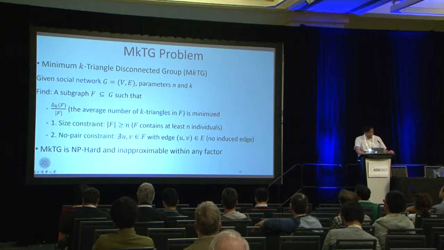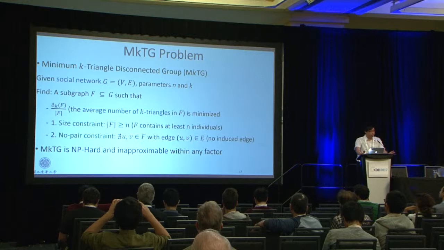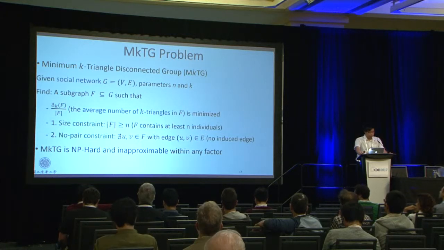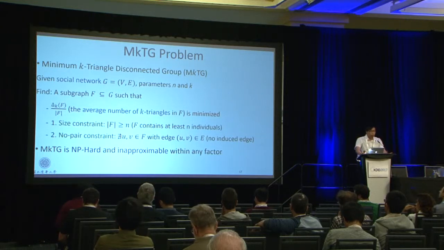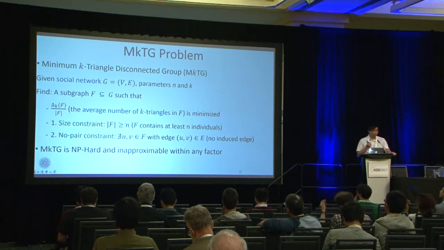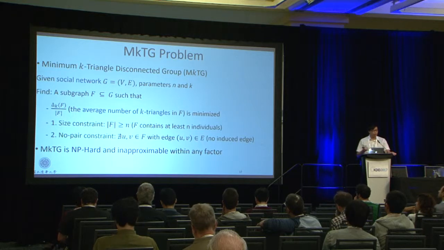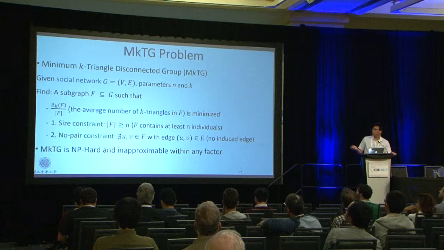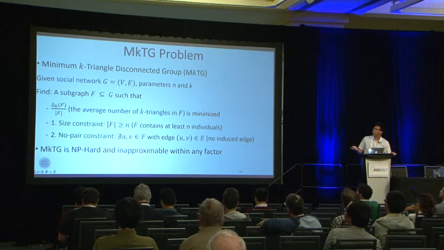So after the definition of K triangles, now we can detail our problem formulation in our paper. We propose a problem of minimum K-triangle disconnected group, or called MkTG, where we are given a social network G and 2 parameters, n and k. We are looking for a subgraph F from G such that the average number of K triangles in F is minimized, where the average number of K triangles is calculated as the number of K triangles in F divided by the number of vertices in F.